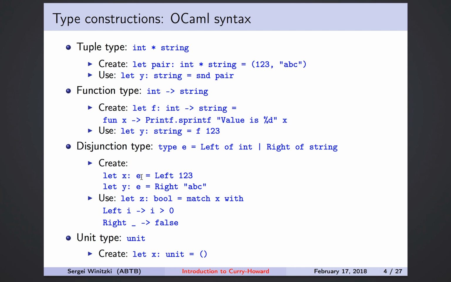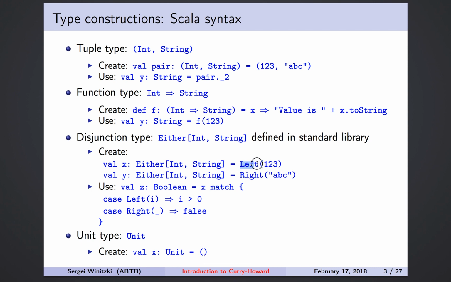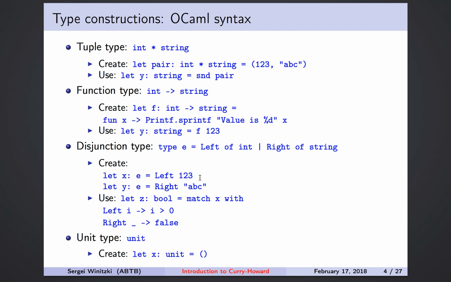You create values of the disjunction type using this syntax, again very similar to Scala, except for keyword let, and except for the absence of parentheses. So here it looks like you're applying a function to the argument, just like here it looks like you're applying a function to the argument, and here you do it without parentheses. Otherwise it's exactly the same. So you can create a left value or you can create a right value, and the left value must contain an integer and the right value must contain a string.